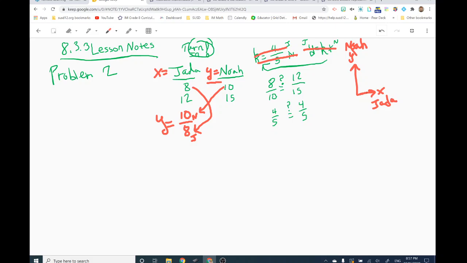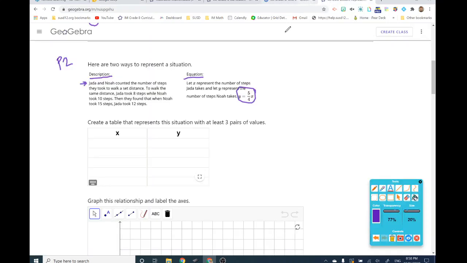So for every 8 steps Jada takes, Noah takes 10. So 1, 2, 3, 4, 5, 6, 7, 8. 1, 2, 3, 4, 5, 6, 7, 8, 9, 10. And that gives us our slope of the line that we're going to find for this proportional relationship. So that's how I got 10 over 8. Simplify that down, and the slope is 5 over 4, which is what they told us, but we can calculate that ourselves.